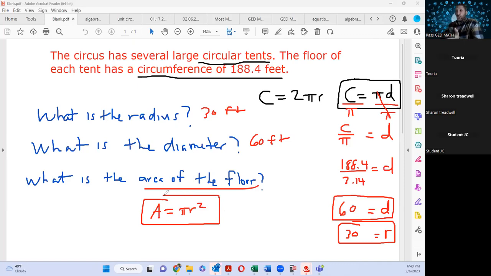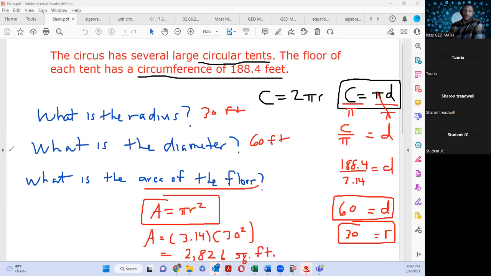Do we know what pi is? 3.14. Do we know what the radius is? The radius is 30. Put that in your calculator and tell me what you get. Let me make sure I get this right. I got 2,826. That's what I got.